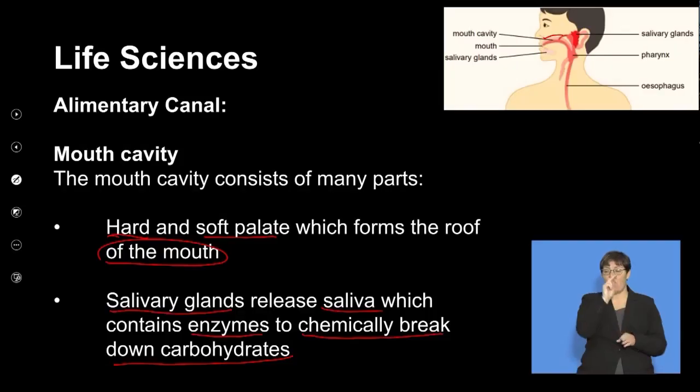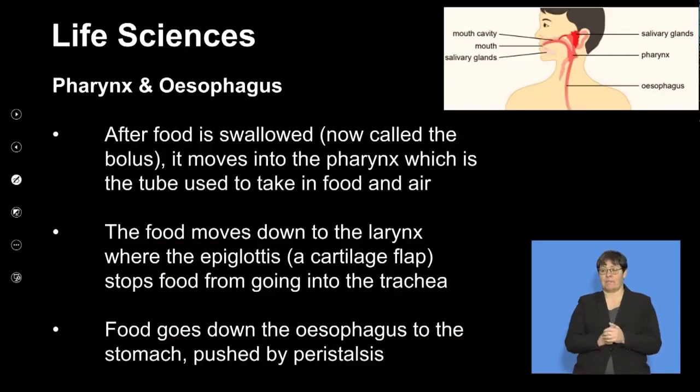And that's an overview of just the mouth. We then move from the mouth into the pharynx and the esophagus. So when we look at the pharynx here, and then we look at the tube that carries down the food to the stomach, we call that the esophagus.